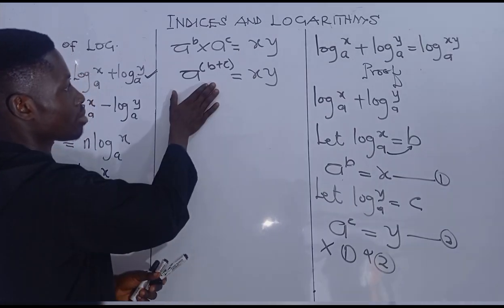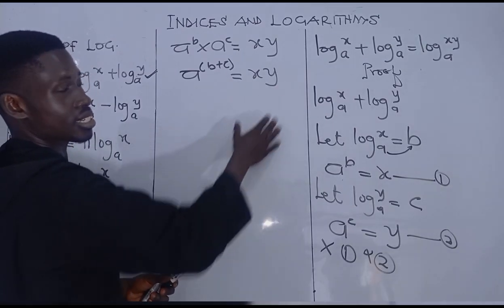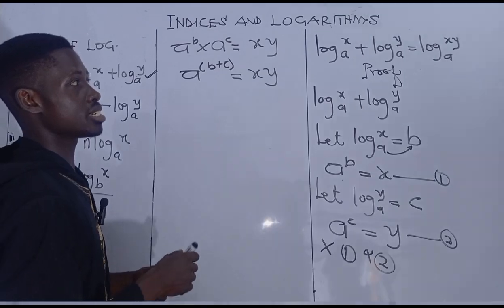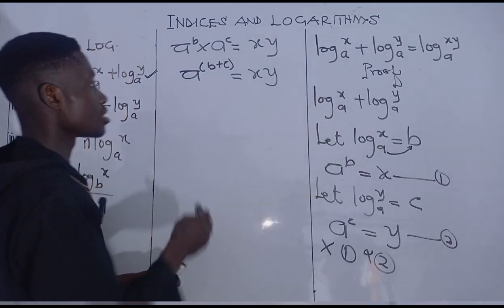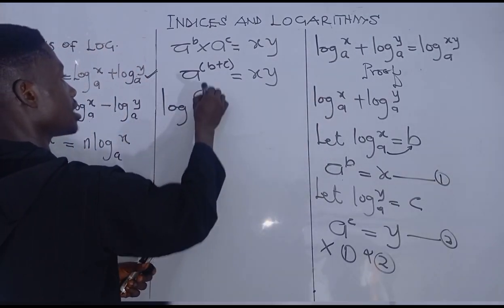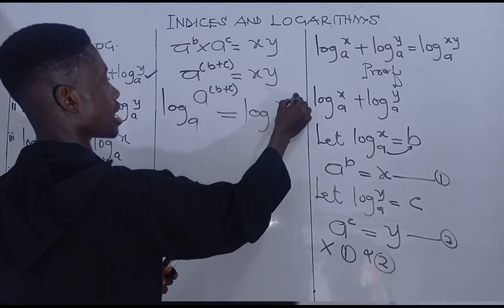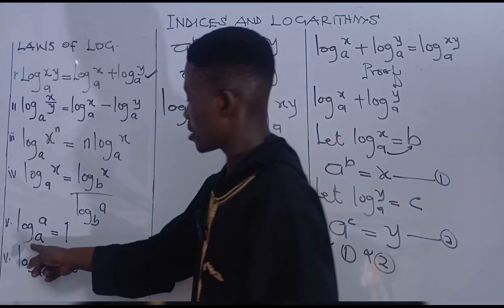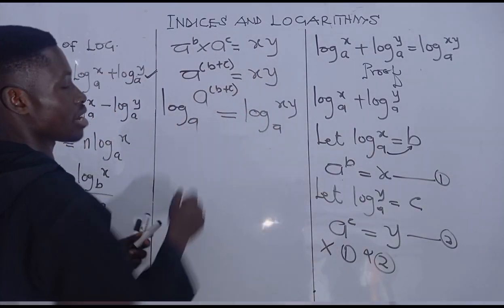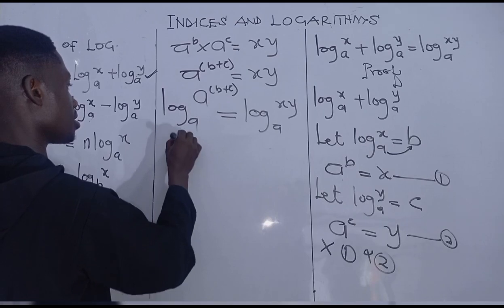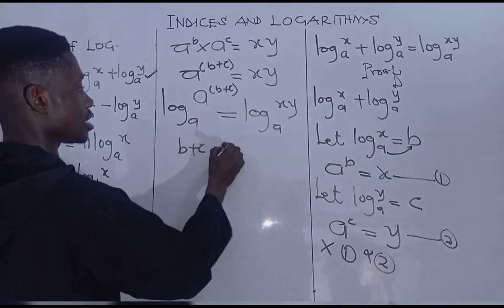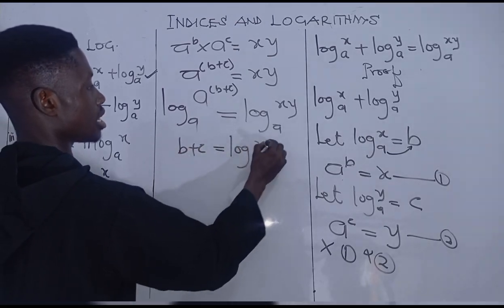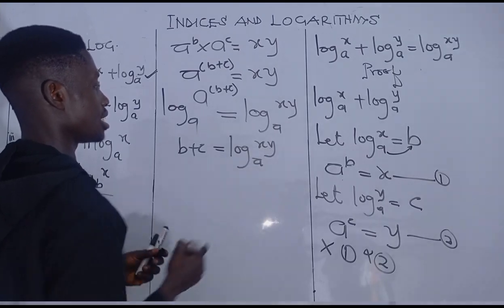Instead, what we do is to take the logarithm on either side of the equal sign. So we are going to take the logarithm of this and then the logarithm of that. But the logarithm is going to be to the base of a. So we will have, now applying this property, this is going to give us what? 1. So you have b plus c is equal to log of xy to the base of a.